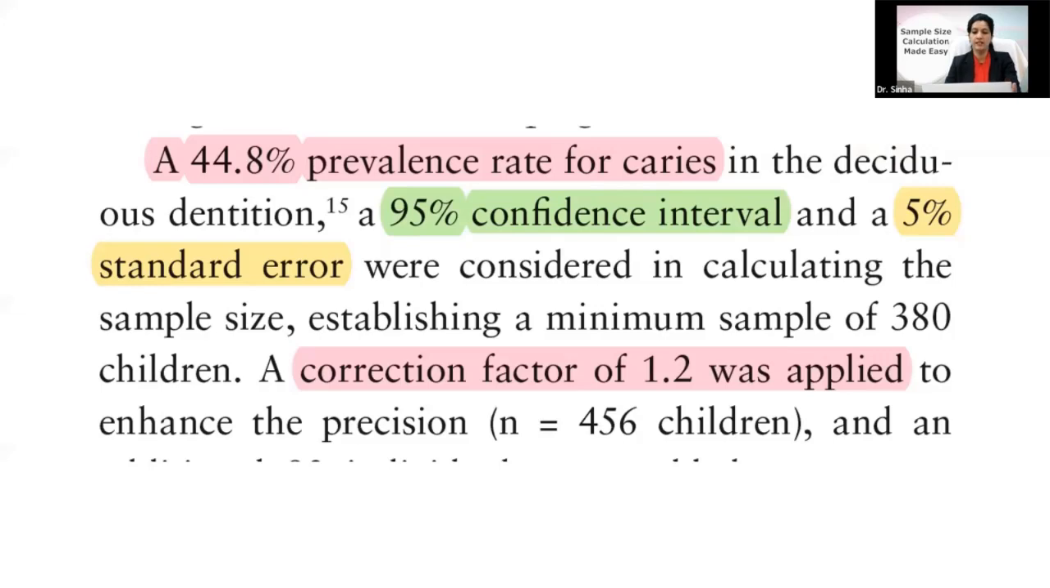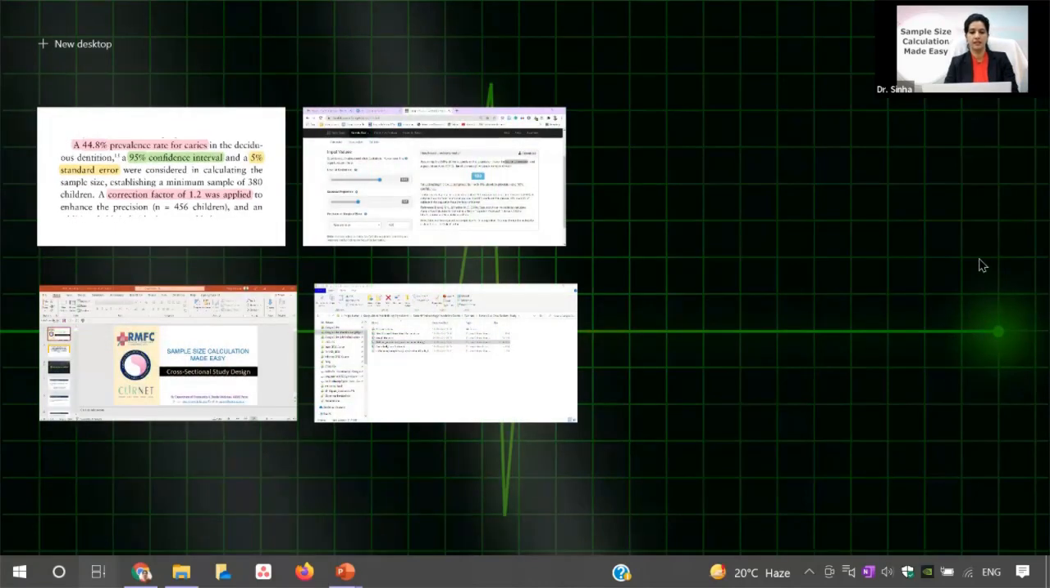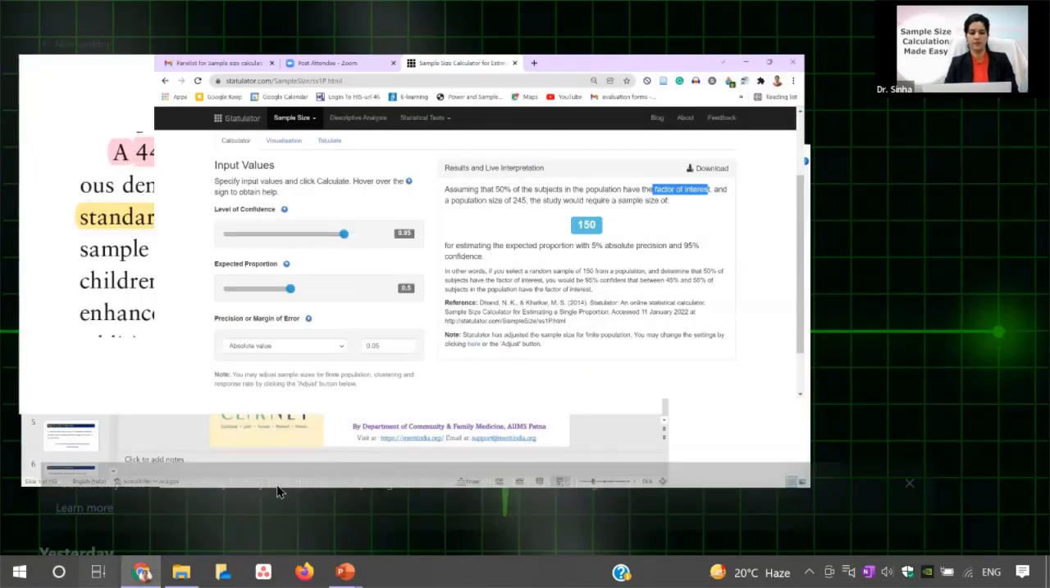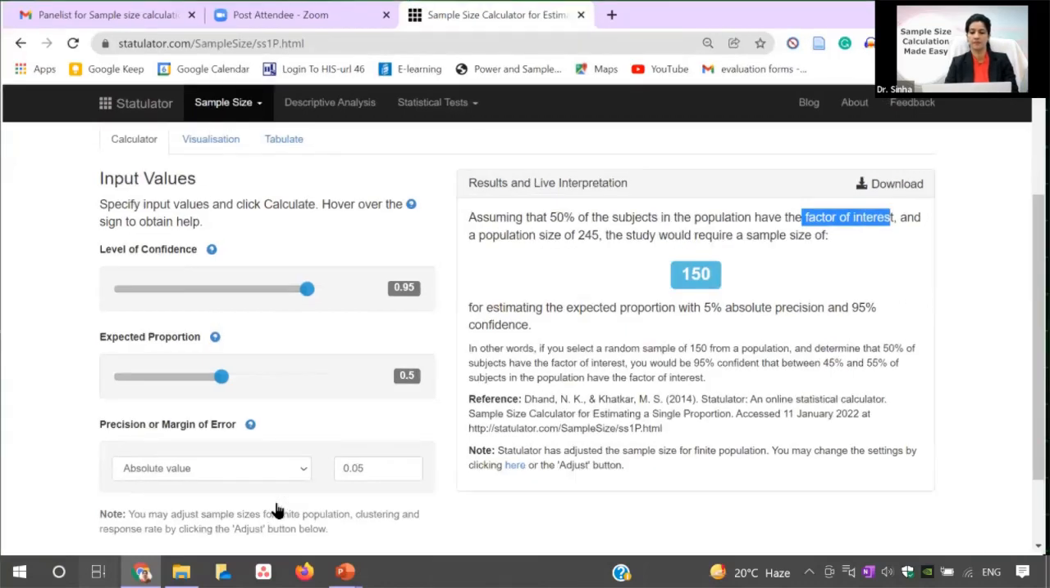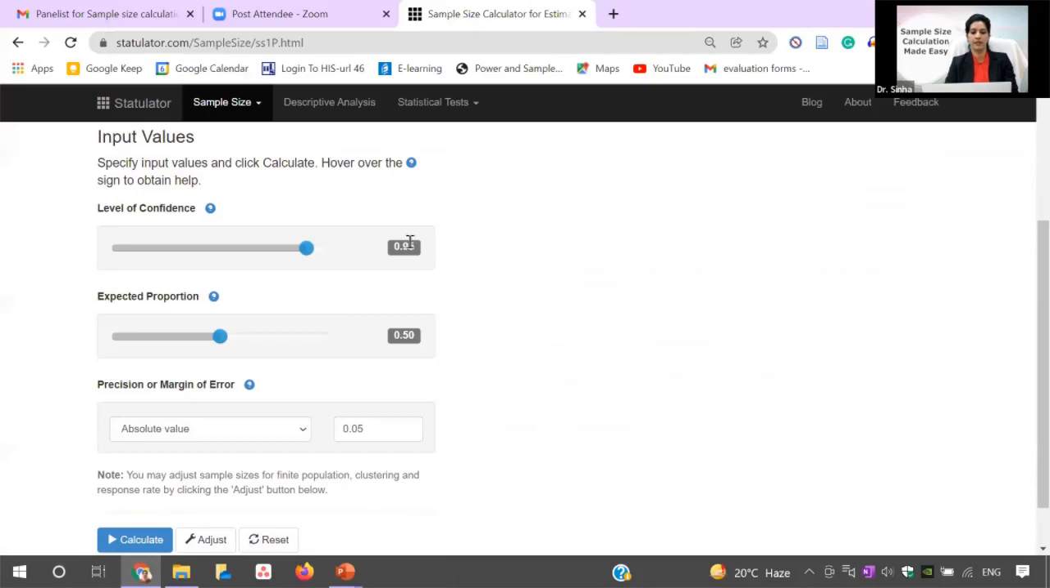So now let's see how to calculate. I'll go to the Statulator. I have reset this, otherwise it will take the previous values. So now what was the level of confidence? The level of confidence was 95%. Expected proportion was 44.8%, so roughly I will take 45%. So I'll reduce this to 0.45. And the margin of error was 5%. So this was 5%. You press calculate.